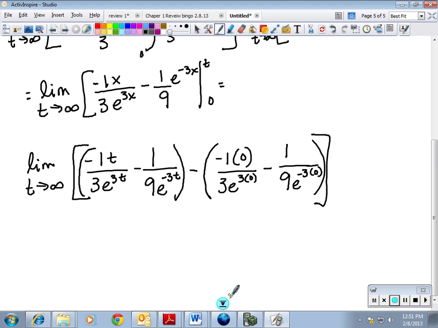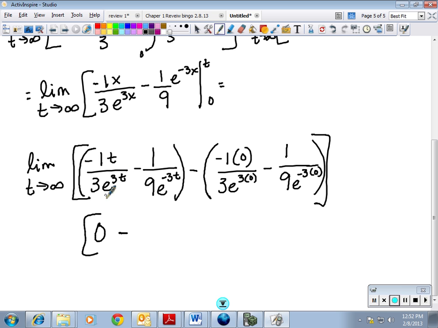And now I take my limit. Let's just take the limit of each thing individually. I see that the top is growing slower than the bottom, and e to the 3x is going to grow a whole lot faster than just an x. So this is going to go to 0.